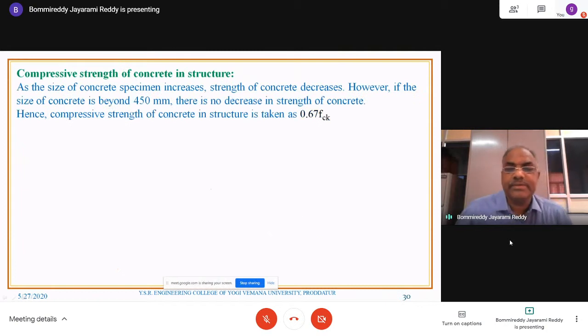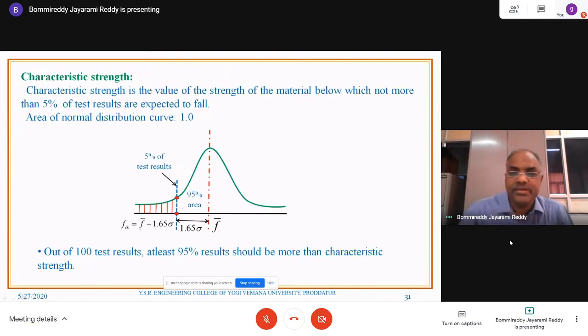Now let us come to characteristic strength. So far the entire statistical analysis, probability analysis is only for characterizing the strength of the concrete. Strength of the concrete is different, average strength of the concrete is different, characteristic strength of the concrete is different. Characteristic strength of the concrete is the value of the strength of the material below which not more than 5% of the test results are expected to fall.